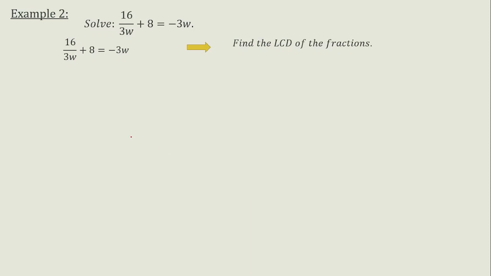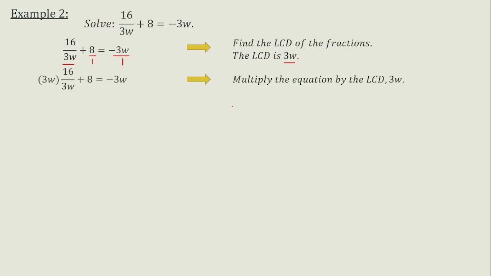So the denominator of 16 is 3w. The denominator of a whole number 8 is 1. So understood natin na may denominator siya na 1. Then another whole number, negative 3w, the denominator is 1. So 3w, 1 and 1. So i-multiply na lang natin: 3w times 1 times 1. So the LCD is 3w. After finding the LCD, we're now going to multiply the equation by the LCD 3w.